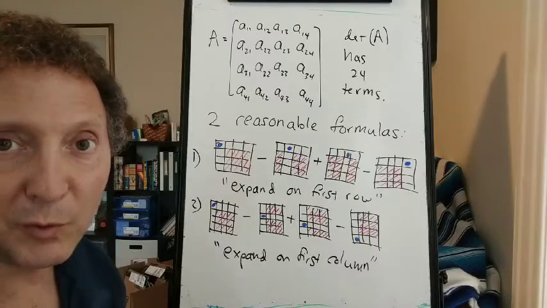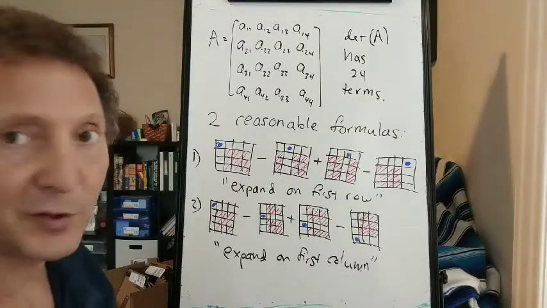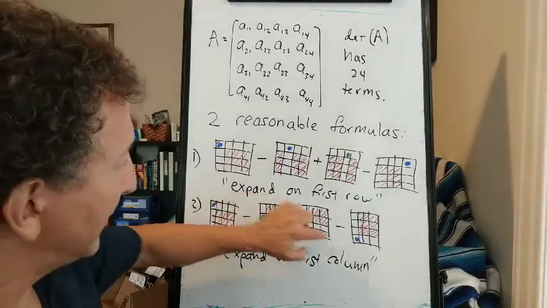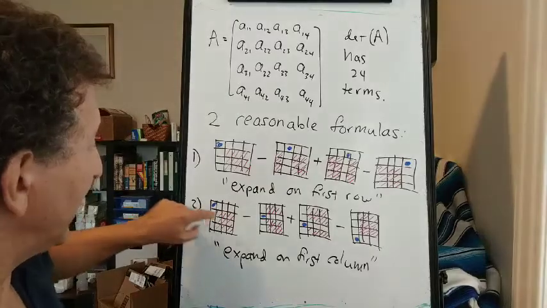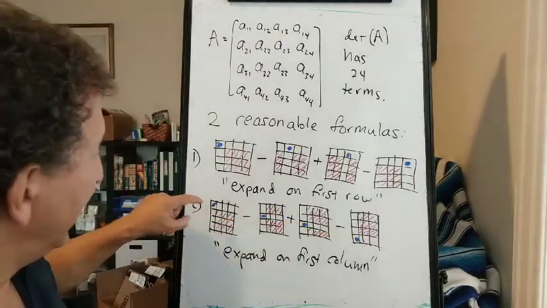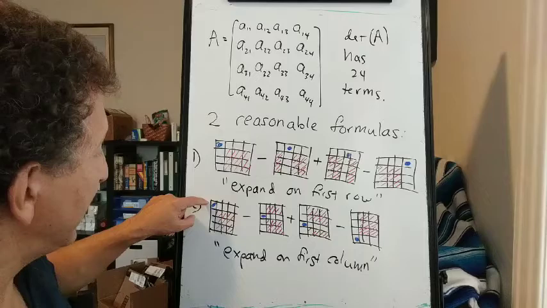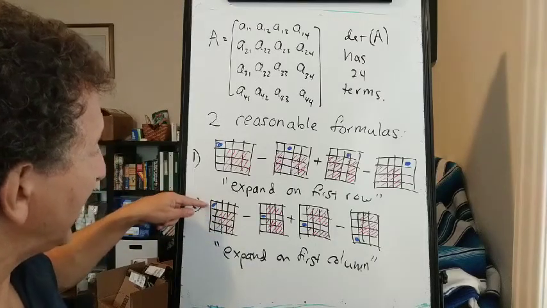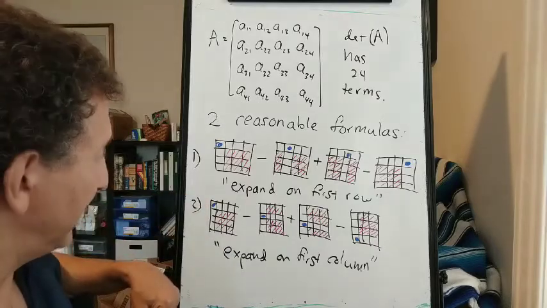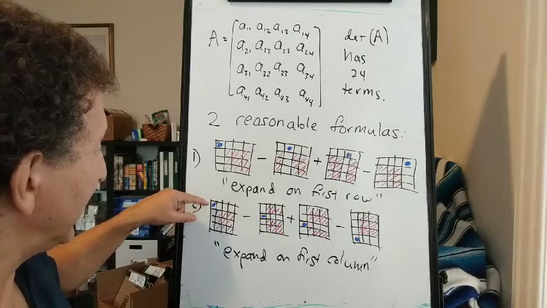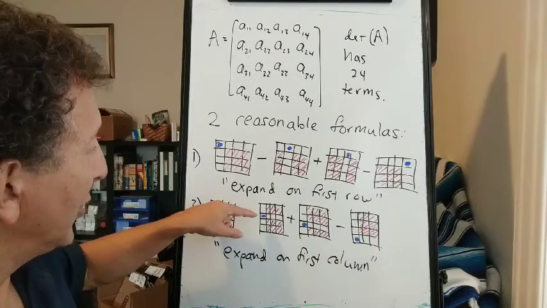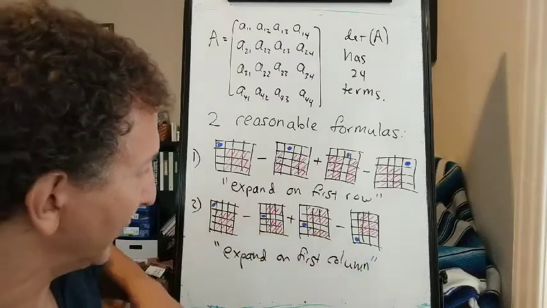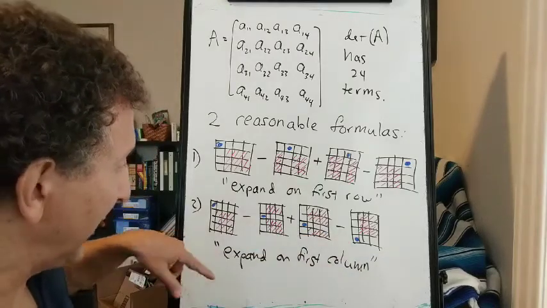And there's a similar rule for expanding on the first column. We look at the entries in the first column one at a time and give them alternating signs, plus, minus, and we multiply each one by the determinant of the submatrix we get by eliminating the row and column containing that element. So eliminating row 1, column 1, or row 2 in column 1, or row 3 in column 1, or row 4 in column 1. Again, that's called expanding on the first column.